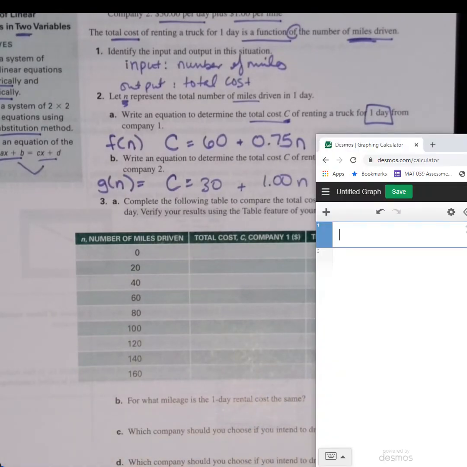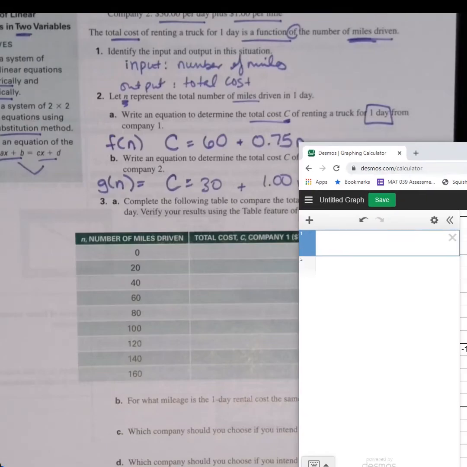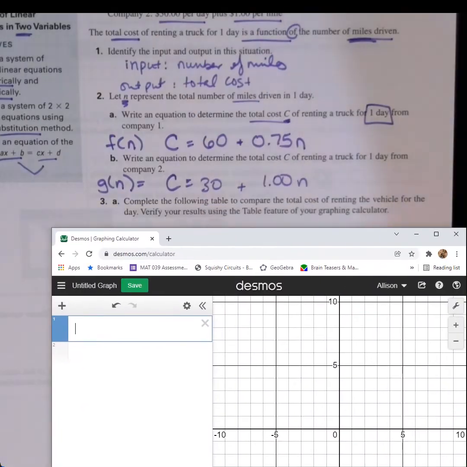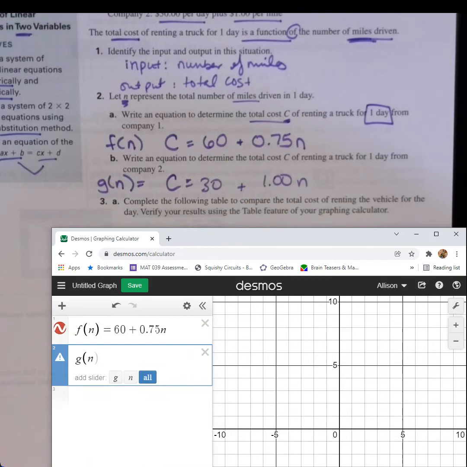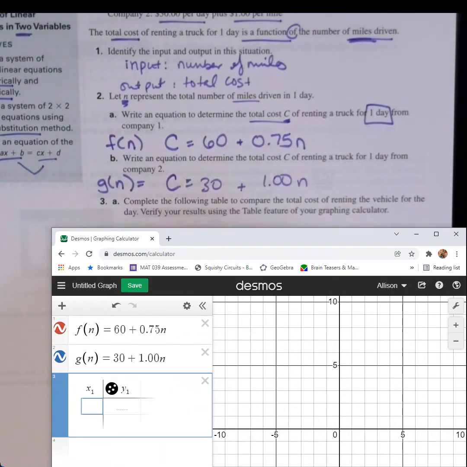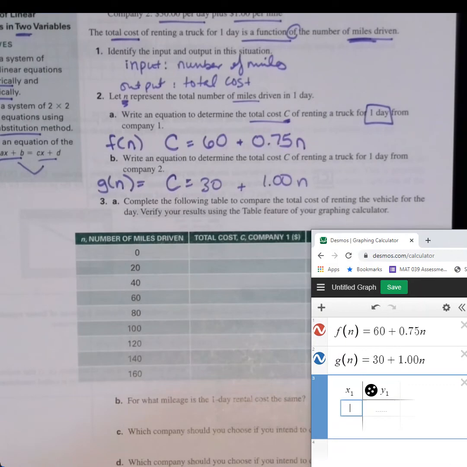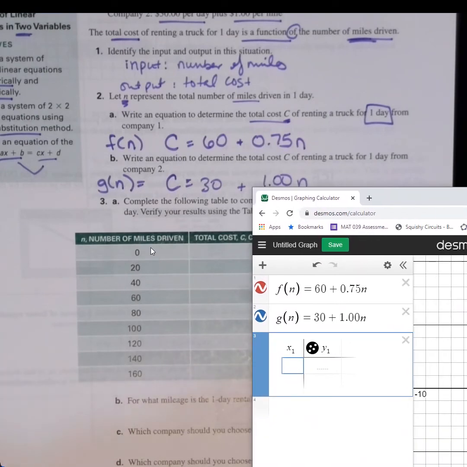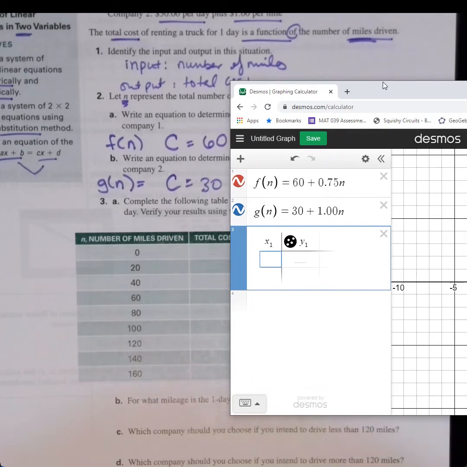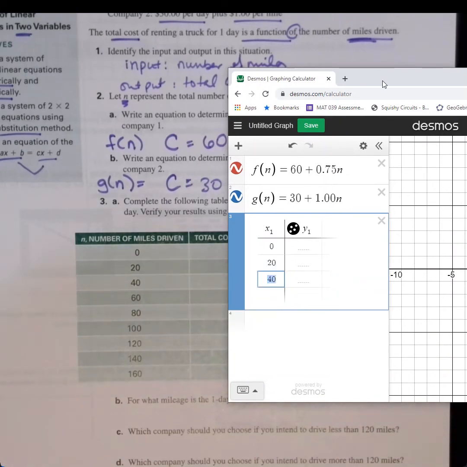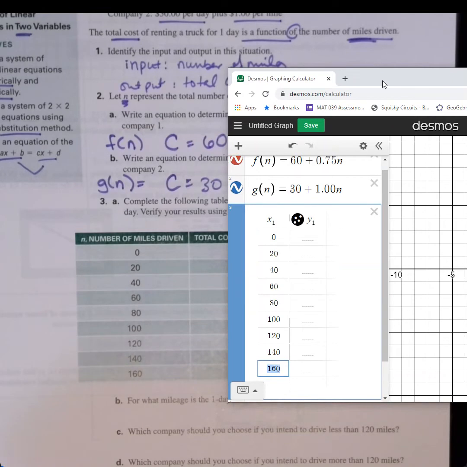Okay, opening my Desmos. I'm going to type those two functions in real quick. We've got our f of n is 60 plus 0.75n, and our g of n is 30 plus 1n. All right, making ourselves a table here so we can autofill. I'm going to pull the screen over to the side for a moment. We want to plug in 0, 20, 40, 60, and so on. So let me start typing those values. They should autofill if I just hit enter enough times.